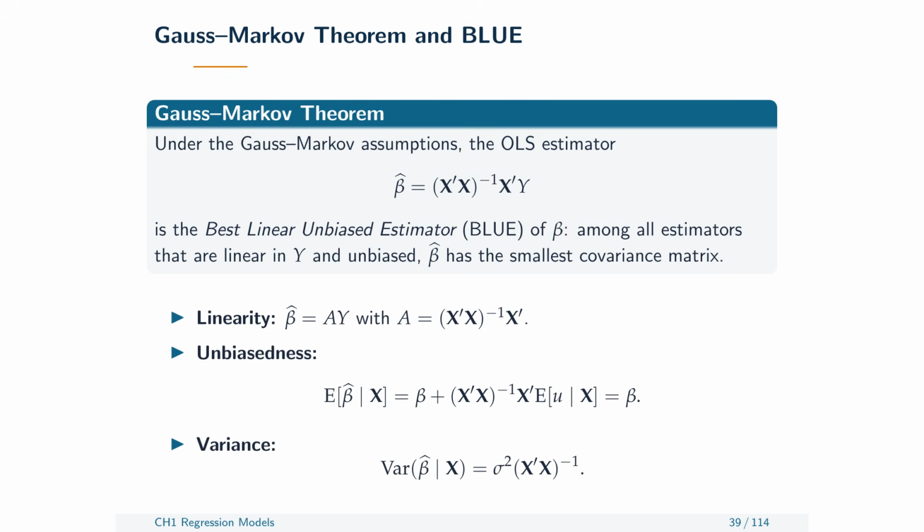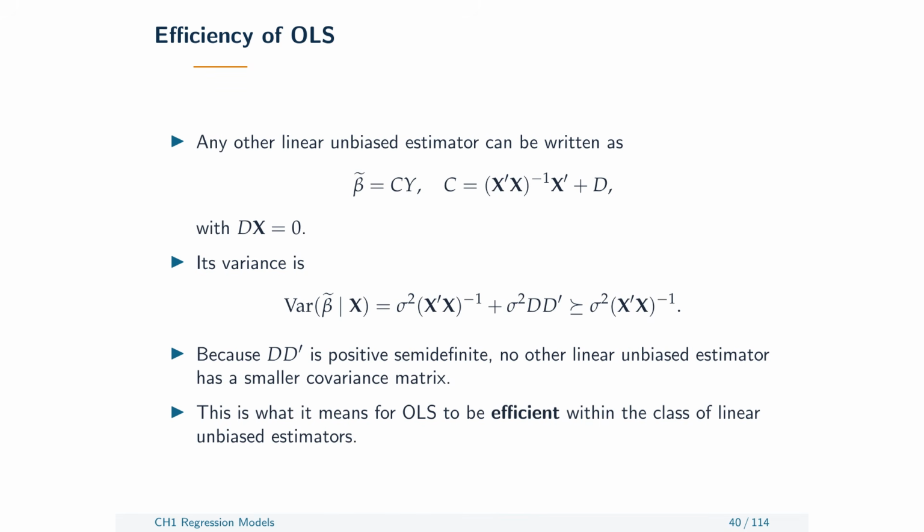Under the core Gauss-Markov assumptions, OLS is already linear and unbiased, and its covariance matrix equals sigma squared times the inverse of x transpose x. The theorem says that OLS is the best linear unbiased estimator, often called the BLUE estimator. Best has a precise meaning. Among estimators that are linear functions of y and unbiased for beta, none has a smaller covariance matrix. It does not mean that OLS dominates every nonlinear or biased estimator under every loss function.